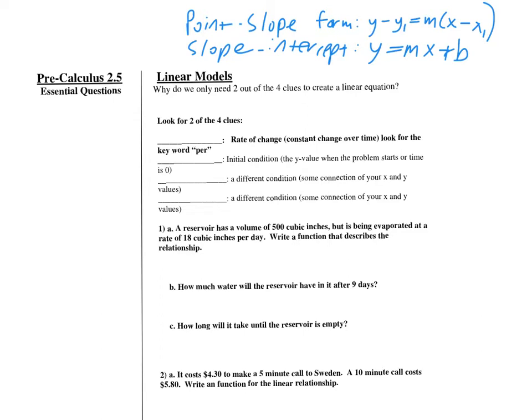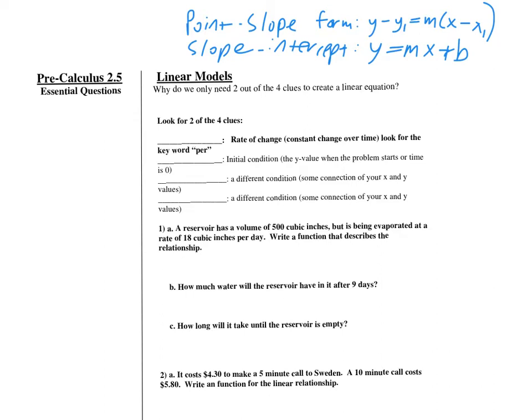So the slope-intercept form, I'm sure you guys are very aware of, the y equals mx plus b. But then the other one, which you've probably seen before, and I really like, is the point-slope form, which is y minus y1 equals m times x minus x1, okay? We're going to be using both of these. How do you know when to use one?